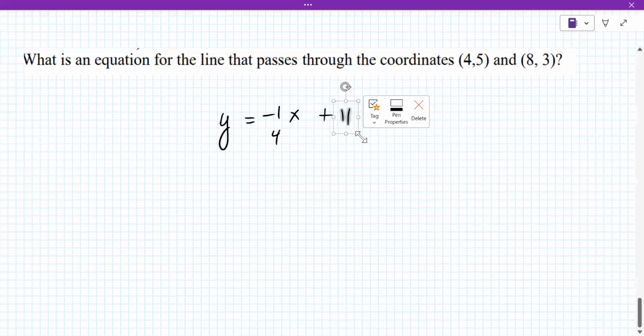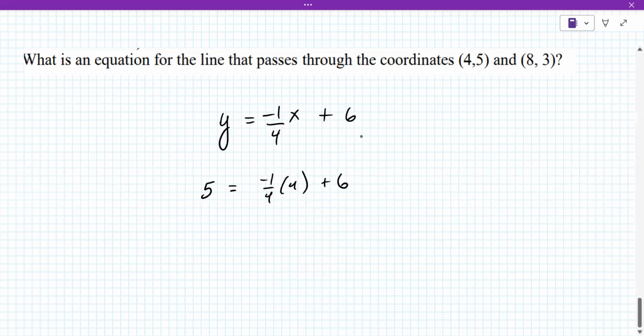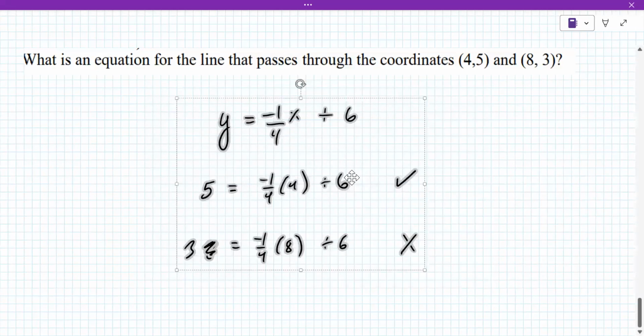Okay, so let's try it out here. Does 5 equal -1/4 times 4 plus 6? Yes. 1/4 of 4 is -1. That works out great. Does 3 equal -1/4 times 8 plus 6? Yes. -1/4 of 8 is -2. -2 plus 6 is 4. So what's going on here? Slope still probably is not correct.